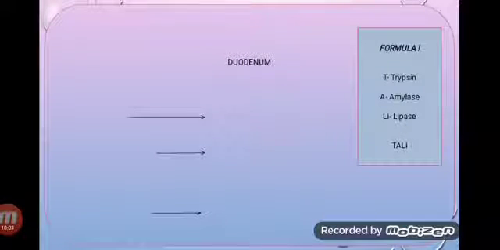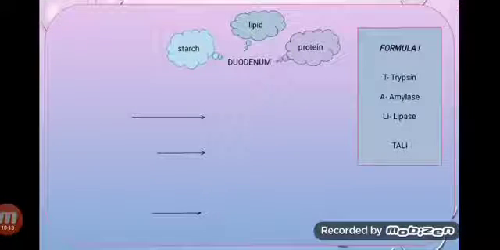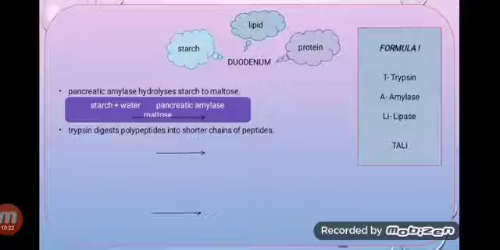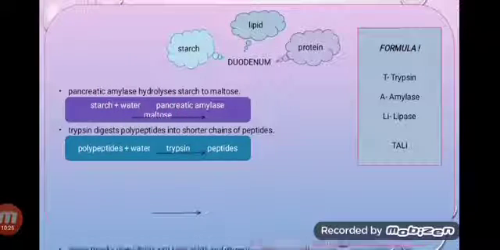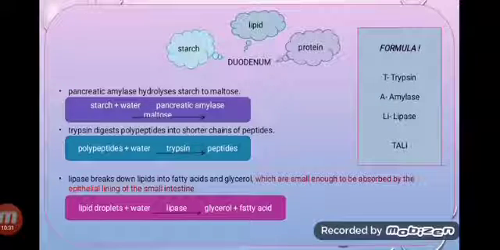In the duodenum, the digestion of starch, protein, and lipid takes place. The pancreatic amylase hydrolyzes starch to maltose. Trypsin digests polypeptides into shorter chains of peptides. And lipase breaks down lipids into fatty acids and glycerol, which are small enough to be absorbed by the epithelial lining of the small intestine. The formula is TAL. T stands for trypsin, A stands for amylase, and L stands for lipase.